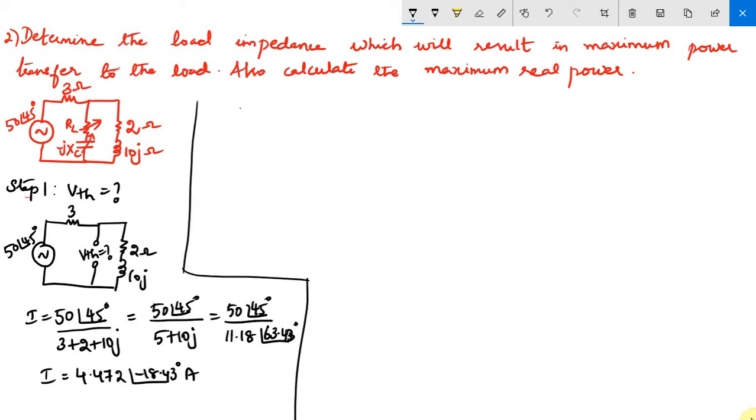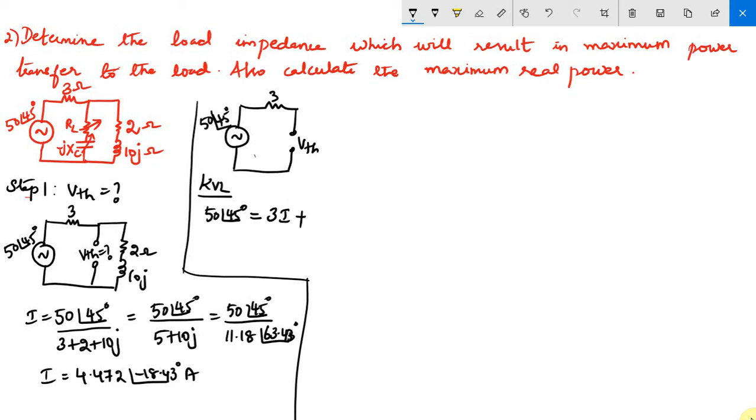Let me redraw the circuit. This is going to be the source voltage 50 angle 45 degree, and then we have 3 ohm. Then we have the open circuited path, which is said to be VTH. VTH is the voltage across this path. So let me apply KVL over this loop. The applied voltage is equal to the voltage drop, right? So the applied voltage here is 50 angle 45 degree, which is equal to the voltage drop across the 3 ohm, which is 3 into I, plus the voltage drop VTH.